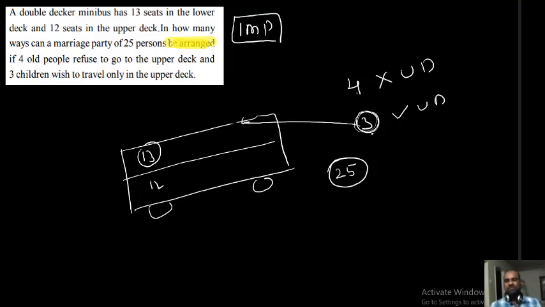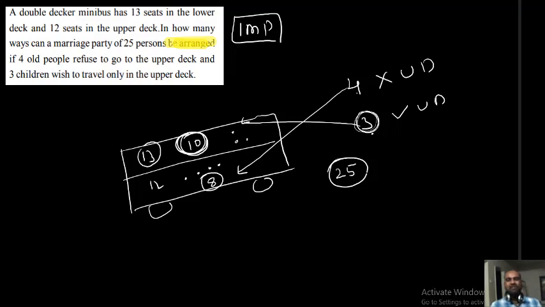Allow those 3 children to sit in the upper deck, and allow these 4 old members to sit in the lower deck. They have taken their seats. 3 seats completed now, and 4 older members have taken their seats in the lower deck. Now, how many seats are available in the upper deck? Total 13 seats, 3 children have taken seats. Now 10 seats will be left in the upper deck. In 12 seats, 4 are occupied by old members. Now 8 seats are left in the lower deck.